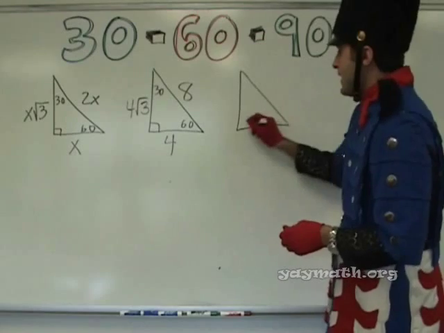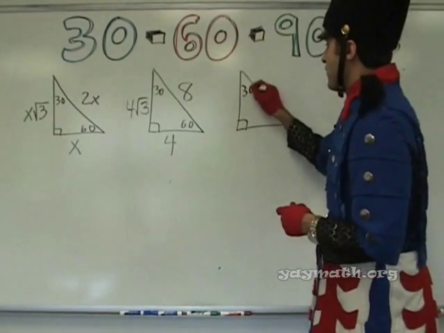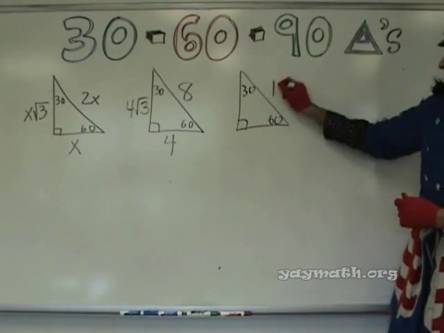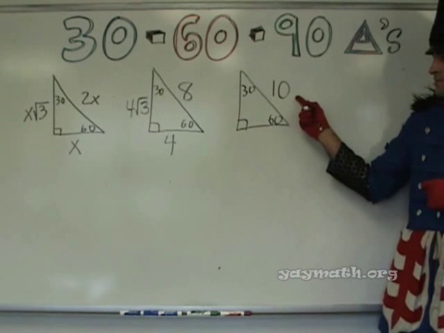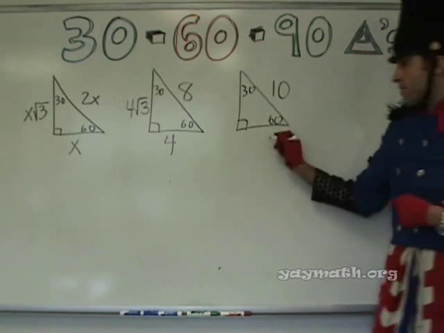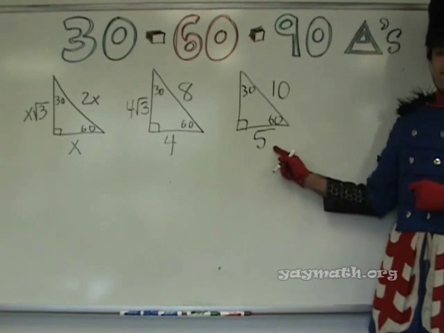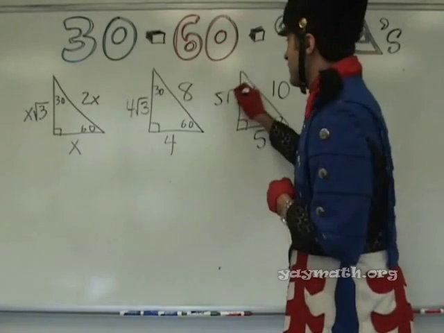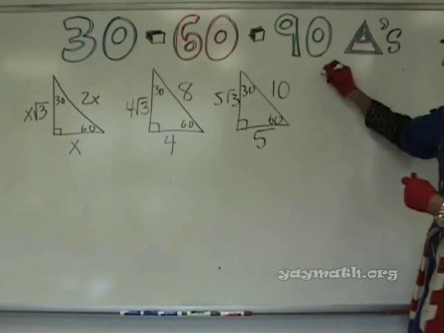The 30, 60, 90 actually is challenging. It gets challenging after a while. So here we go. 30, 60. We'll leave it oriented the same way. 10, for example. If this was 10, what would this be? Yes, sir? 5. And now since this is 5, what would the 60 side be, please? 5 square root 3. Okay, questions on that one? No. Okay, here we go.